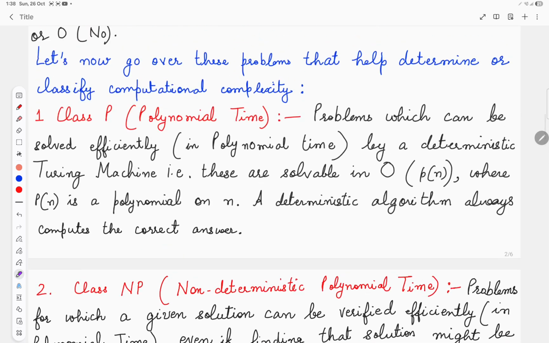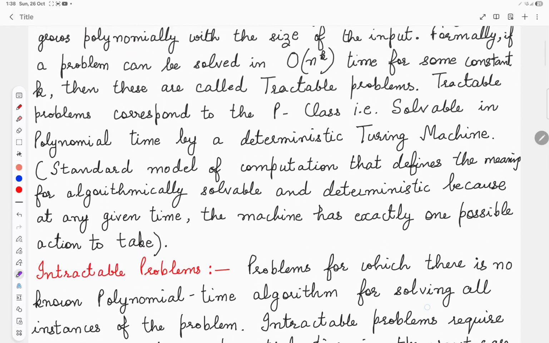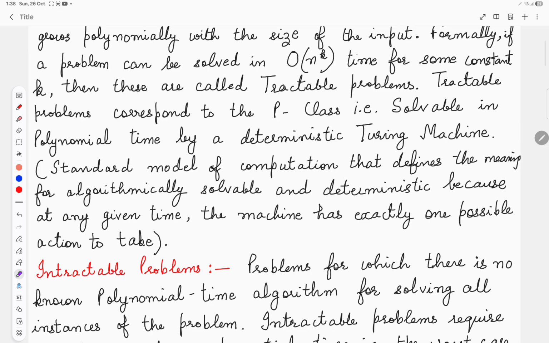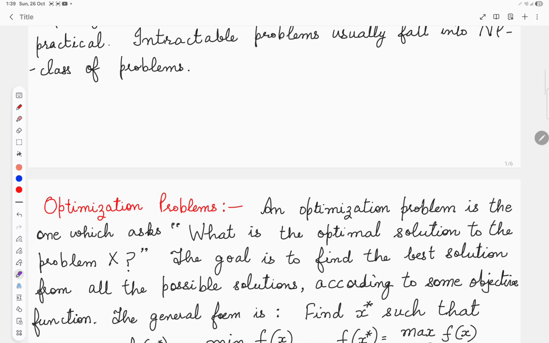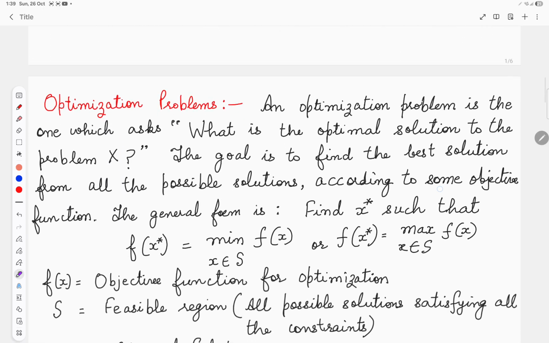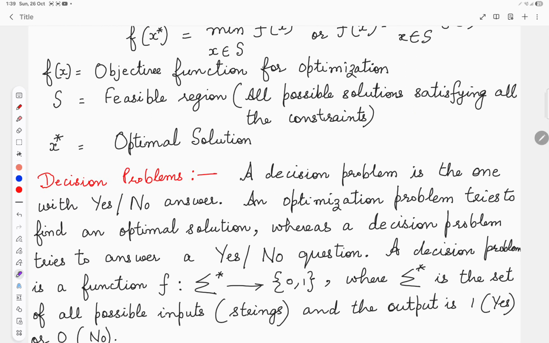I just discussed what a deterministic machine is earlier. So this is a deterministic machine. The machine has exactly one possible action to take and it will give an answer. A deterministic machine has one possible solution and it will provide you the answer. That means the solution is already determined, and it is deterministic in nature.